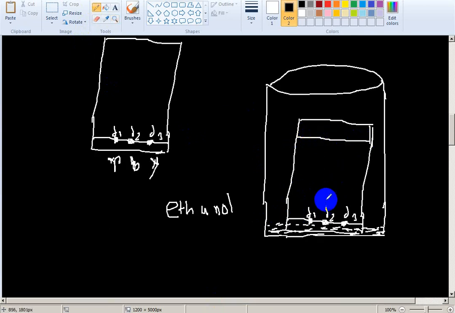The solvent moves like this, and dye one moves, dye two moves here, and dye three moves here. So which dye has more solubility? D3? D2 or D3?